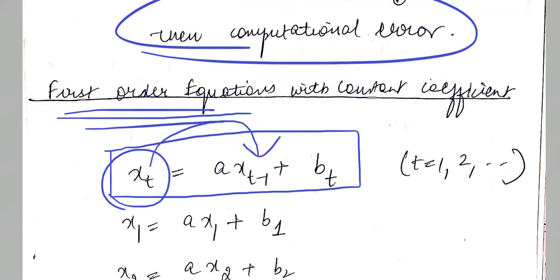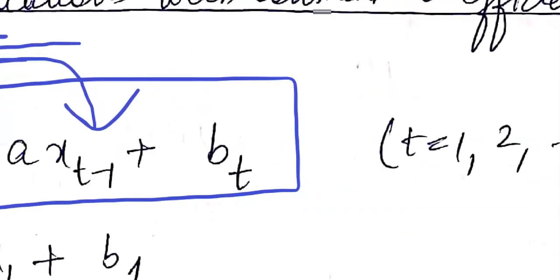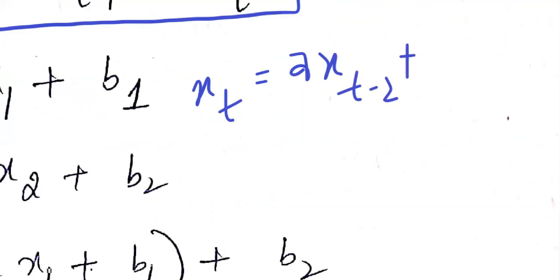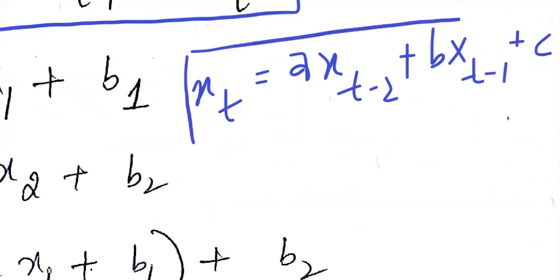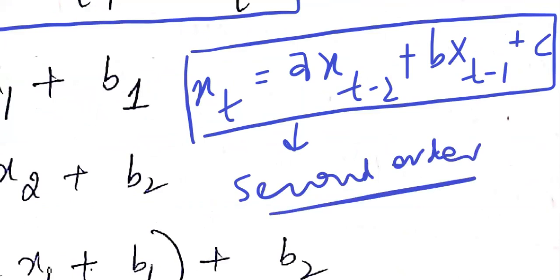If I would have written it like this, xt as a function of, say, two variables, a xt minus 2 plus b xt minus 1 plus c, then it would have been a second order equation, because it goes till 2 levels.